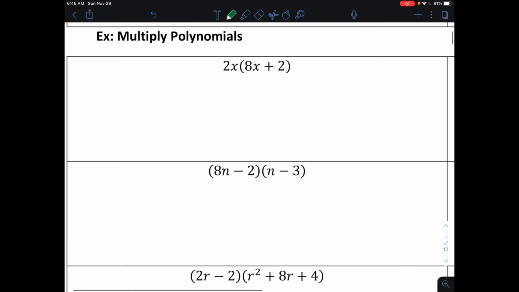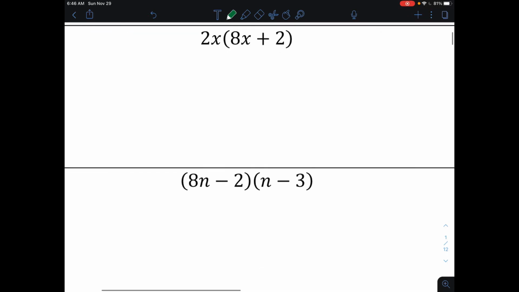Okay, now we're going to multiply binomials together. So we're going to apply our properties of exponents learned in the earlier unit, and then after you multiply, you look to see if there's any like terms to combine. So here in this first problem, we got 2x times 8x plus 2. I want to take the 2x because it's written next to the parenthesis. There's no operation symbol here. That means multiply. So I got to multiply the 2x to everything inside of there.